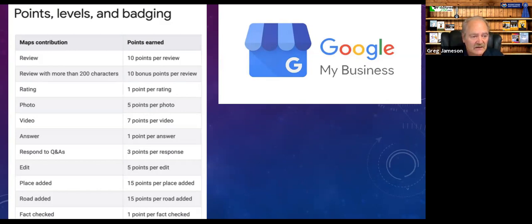Then basically you also get 1 point per rating. So you have a 5-star rating, people have written you a 200 character review, the review itself, you get 25 points for having a 5-star review here. That will kick your website up above your competitors by getting these reviews.